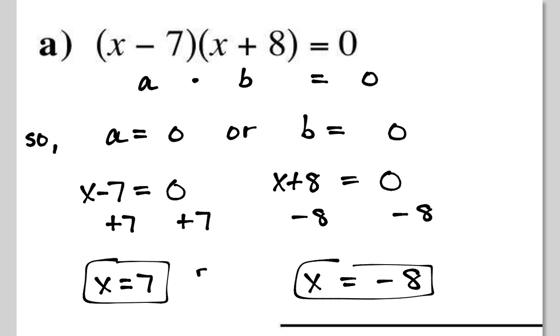So these are called the roots, also called x-intercepts, also called zeros. So there's three different names for the exact same thing. And for some reason they interchange that vocabulary all the time.